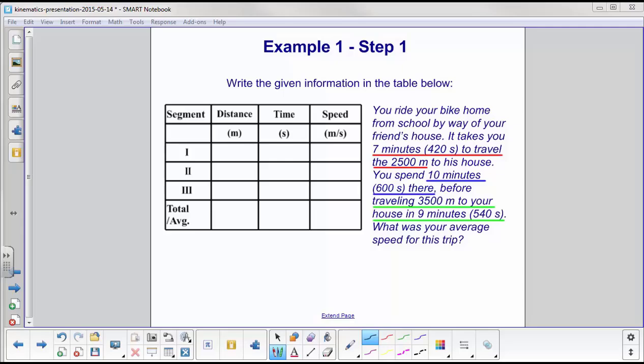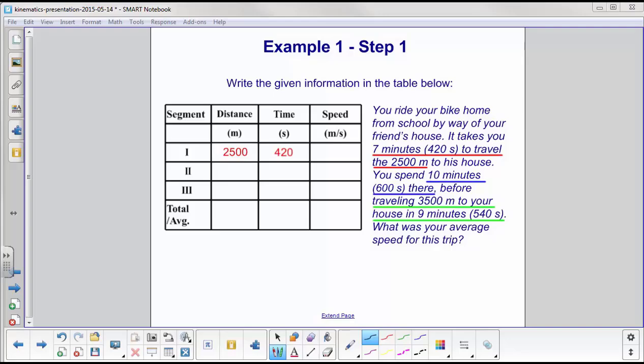Once the table is drawn out, an excellent next step is to underline the various givens. And you can see this in red here. That would be your interval 1. The blue line is interval 2, and the green underline is interval 3. Notice how all the minutes have been converted to seconds, and all the distances, of course, are in meters.